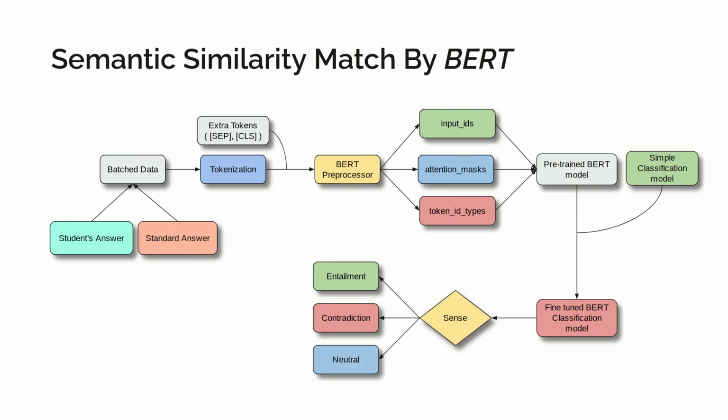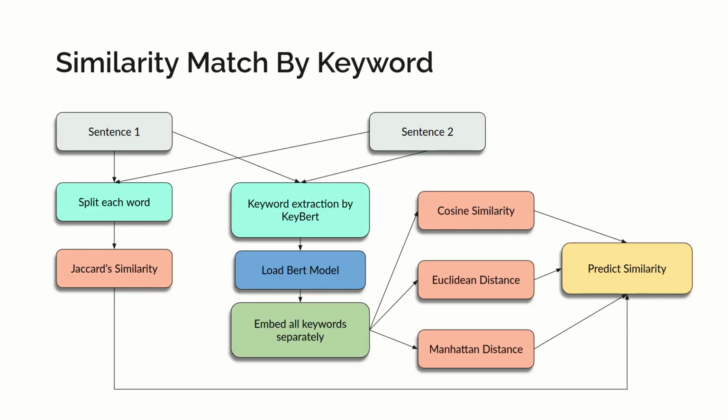The BERT model can be fine-tuned. After being trained on our custom data, we can load the pretrained weights of the actual model and it will increase the accuracy precisely. The second part involves matching keywords between the standard answer and the learner's answer.